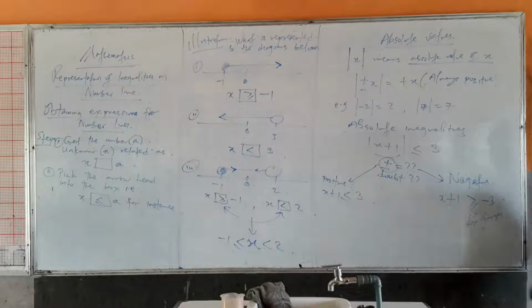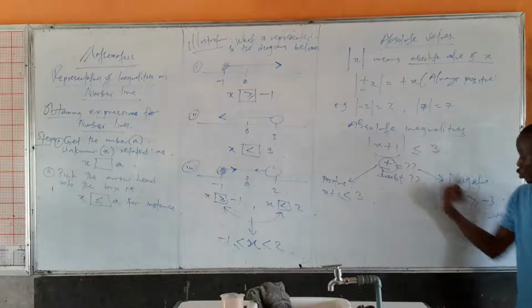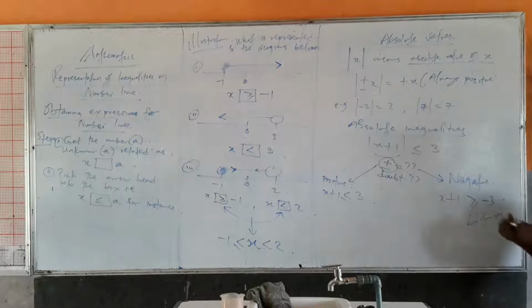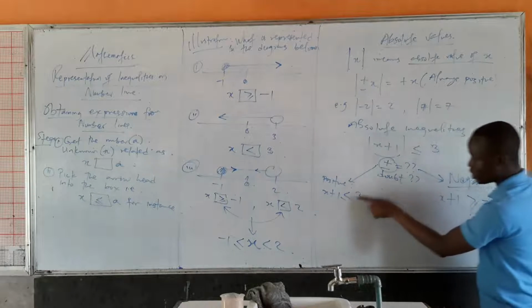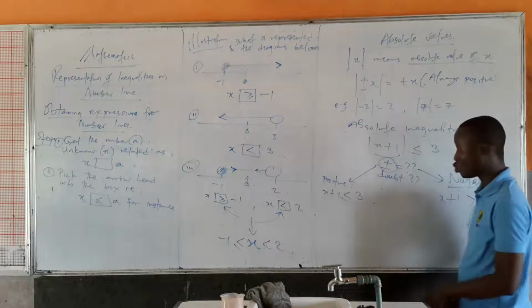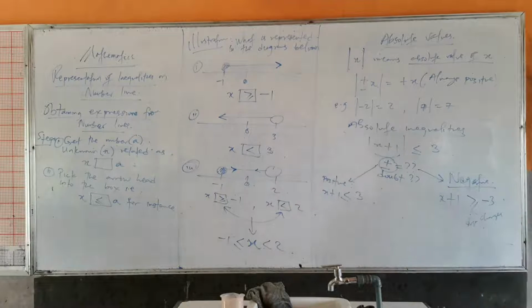Why is the sign changing, people? The sign is changing from less than or equal to, to greater than or equal to, because I'm treating it as negative. Don't forget, the inequality sign will change whenever I'm dealing with a negative. But it remains the same here. Why? Because I'm dealing with a positive. So you have two inequalities to solve.